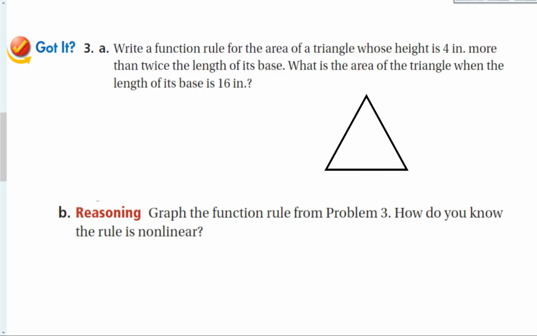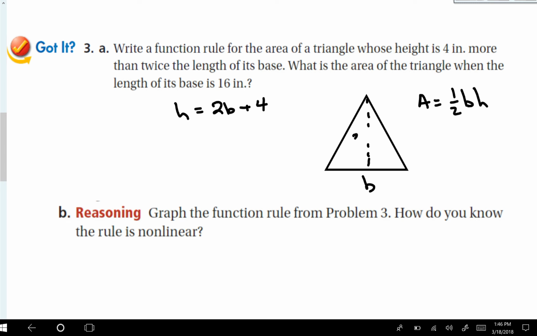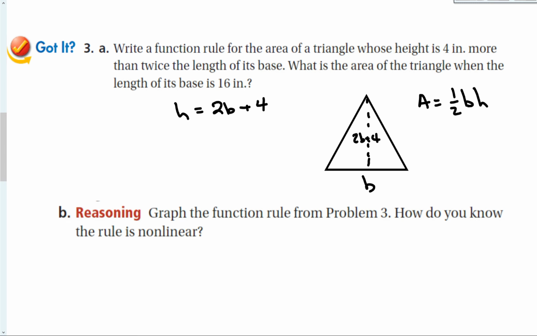Okay. And we have a height and a base. And the area formula for a triangle is 1/2 the base times the height. Okay, but in this particular case, the height is equal to 4 more than twice the length of the base. So twice the length of the base plus 4. So the height, which is right there, would be 2b plus 4. So my area equation becomes 1/2 times b times 2b plus 4.